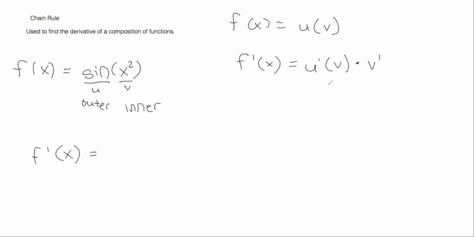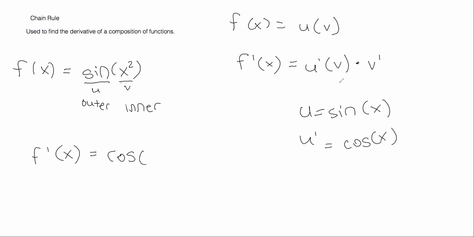So going by this definition, we have to ignore v, first of all. We want to just find u prime. So if u is sine of something, for now we're going to just pretend it's sine of x. So of course, u prime would be cosine of x. So we're going to make a cosine of something.